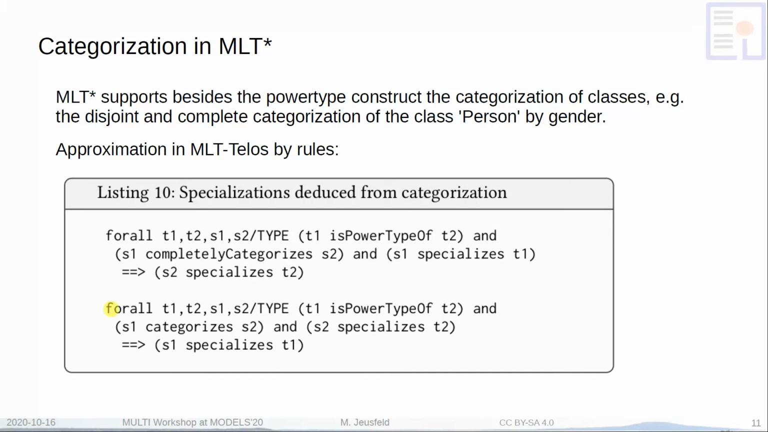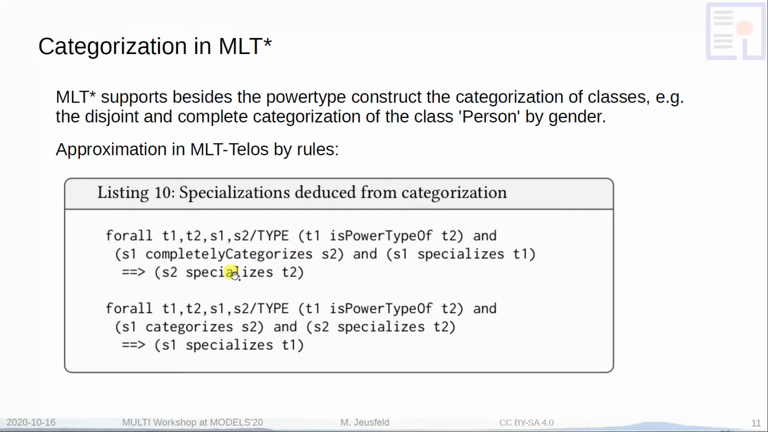Now the other important construct of MLT star is categorization. We only present it here in a short form. Next to specializations, there are categorizations of types by other types that is used for decomposing them into subsets or subclasses. We have complete and disjoint decomposition, like with sets.